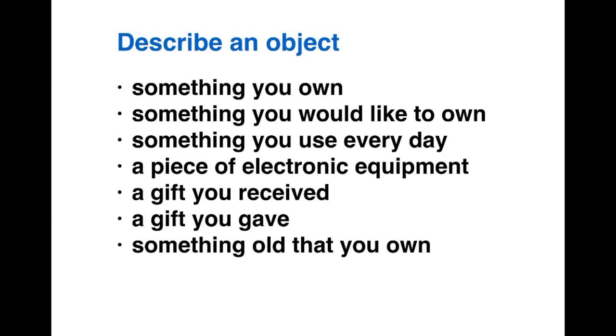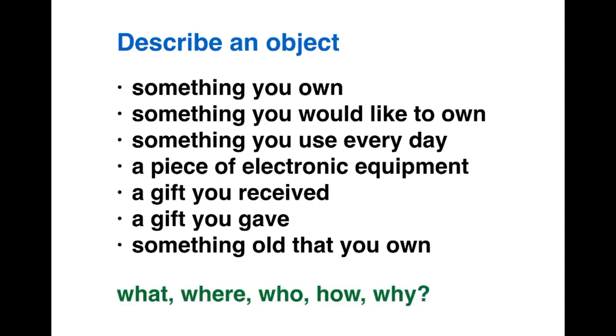As you can see, all of these tasks are object descriptions. You're being asked to describe different types of object. On the task card that the examiner gives you, it will ask you to describe one of these objects, and it will show you some bullet points that you can use in your description. These points usually begin with the question words what, where, who, how, why.